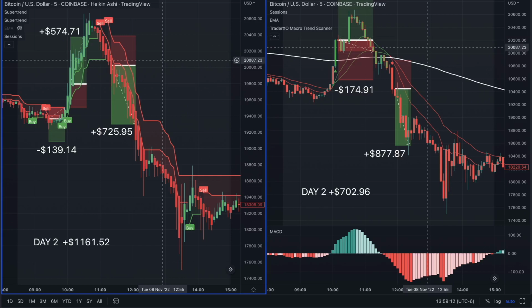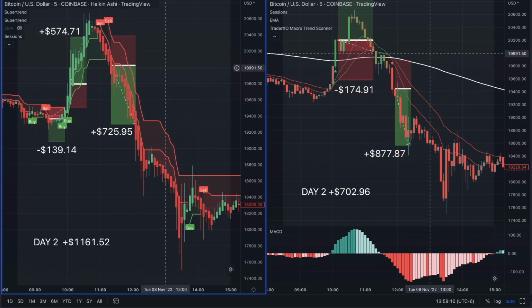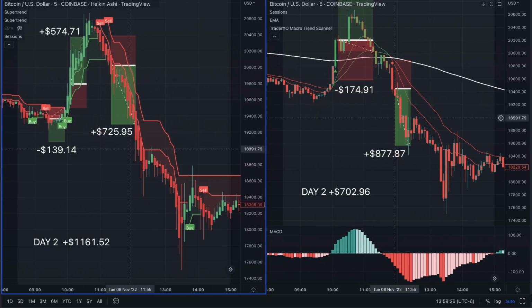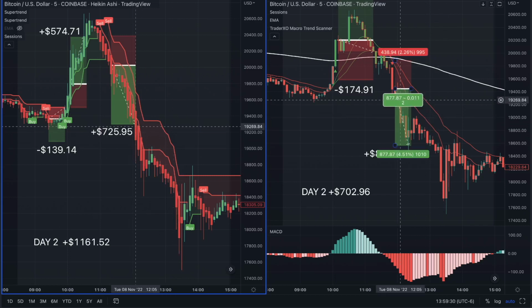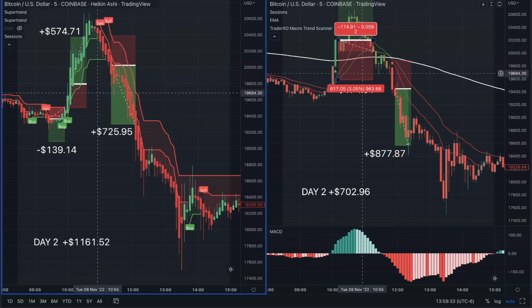Obviously, it would have gone much farther if you're just trailing stop, but this system doesn't always give that opportunity to win on that. So 1161.52 on the day, guys. That's a fantastic day. The contender comes in, and not to be outdone here, again takes an early loss.